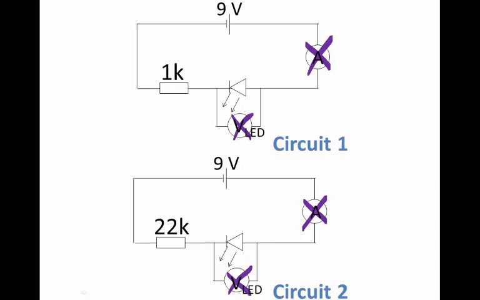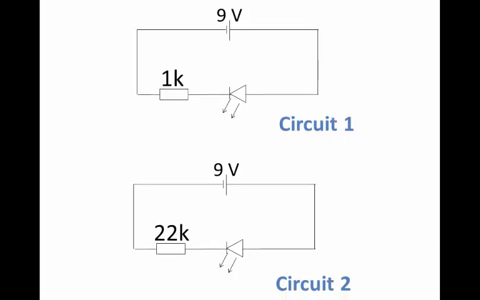Because a meter's job is just to measure, it's not to affect. If a meter actually affects a circuit, there's something wrong with it. So let's take those meters out, and then we have a simpler circuit for circuit 1 and for circuit 2. And then it's easier to think about the circuits and compare them.